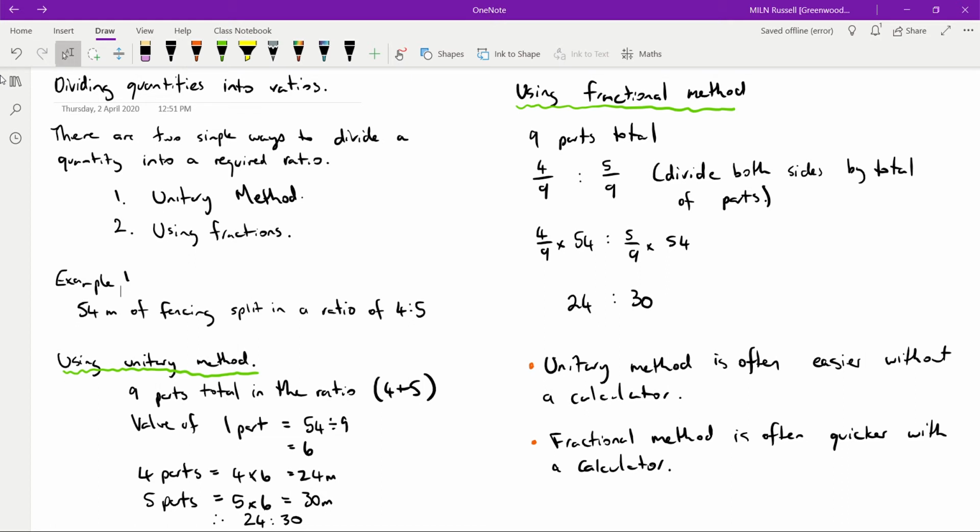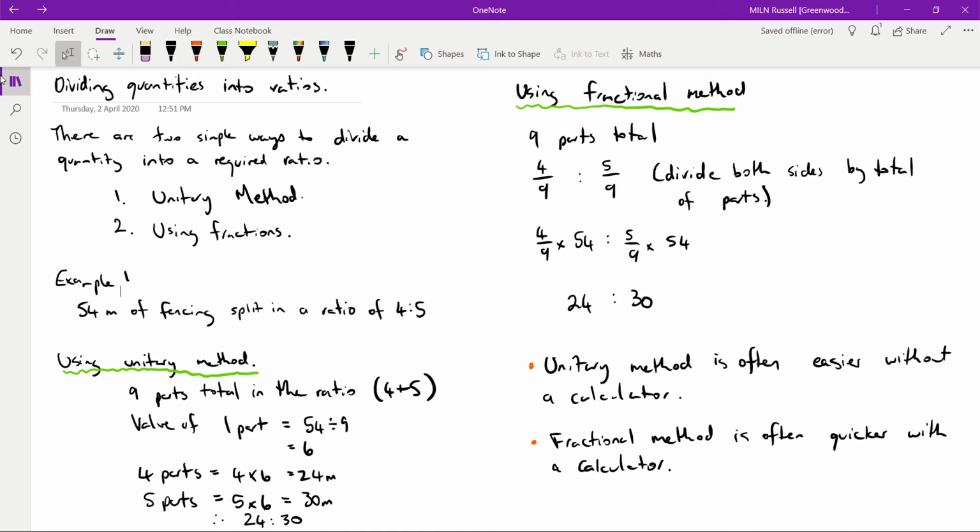Hi everyone, looking at the next exercise in ratios. We're looking at how to divide a quantity into a given ratio, and there are two easy ways of doing this. We can either use the unitary method, which requires us to revert back to one part and then multiply back up to the number of parts we need, and the second way is to use fractions. So I'll go through two cases using both methods.